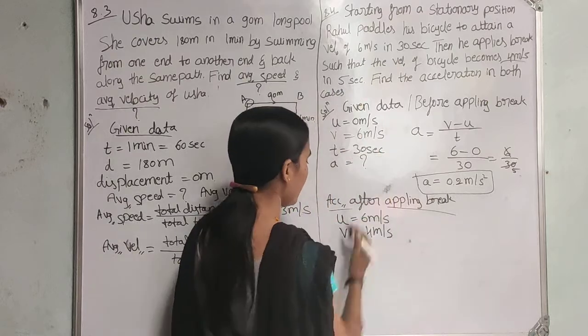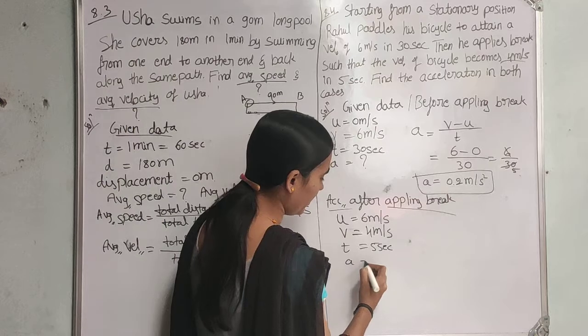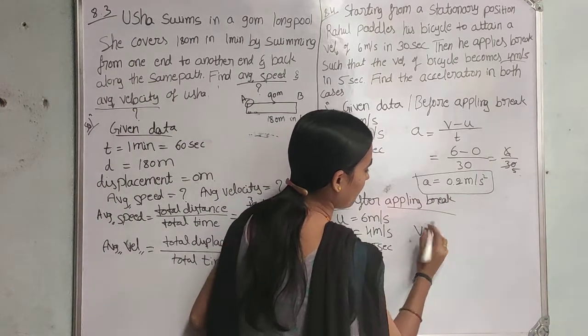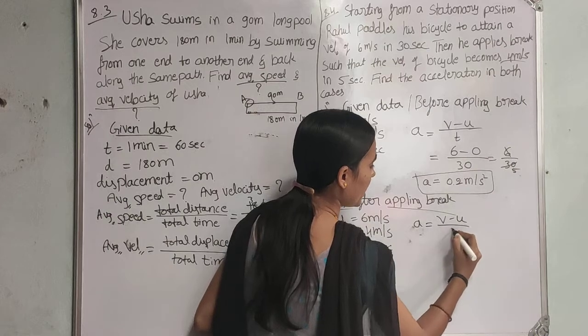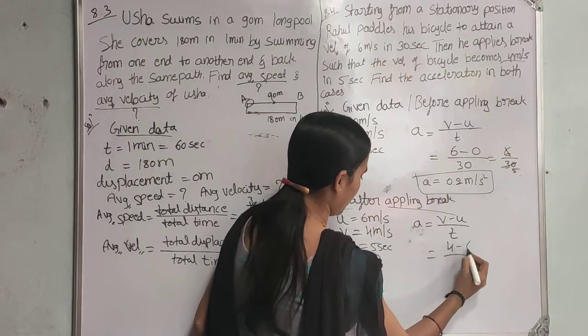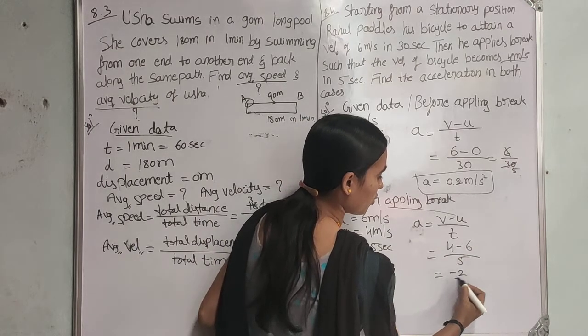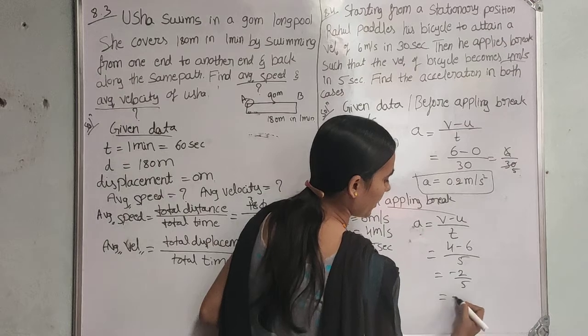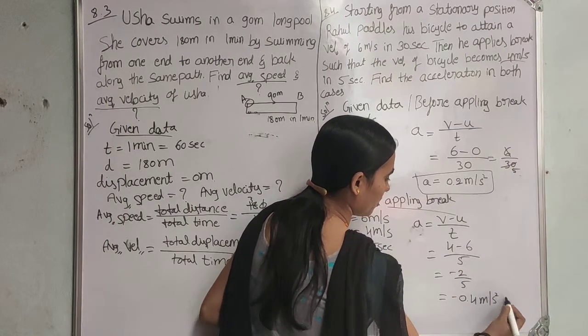So the time is how much? 5 seconds. In 5 seconds we have to find the acceleration. Same formula, a is equal to v minus u divided by t. So 4 minus 6 divided by 5. 4 minus 6 is minus 2, divided by 5. That is minus 0.4 meter per second square.